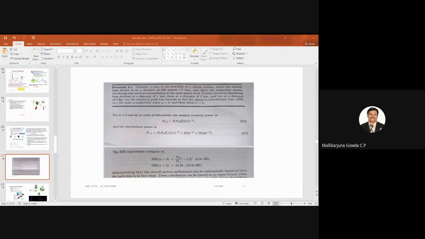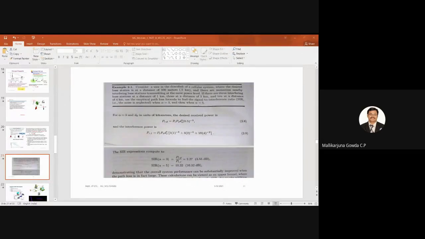The value of D is 500 meters, the distance between the transmitter and the user. I have written that as 0.5 kilometers. Since I have written 1 by D as D power minus 1, that is D power minus alpha. That is why I have written here D naught cube into D to the power of minus alpha. Just substitute alpha as 3. This is one expression.